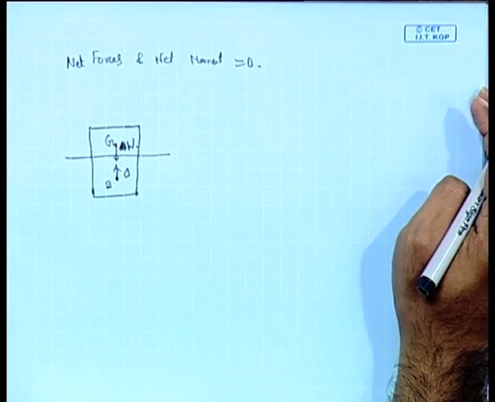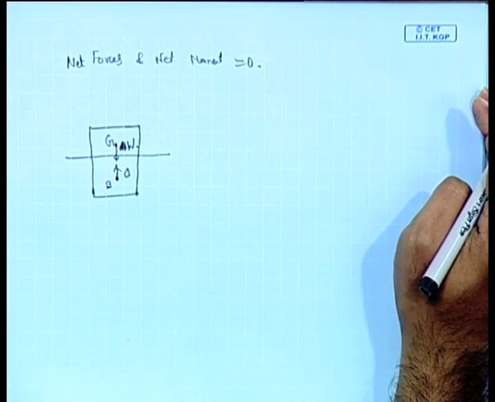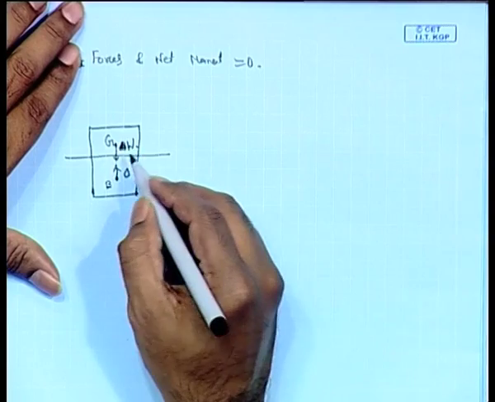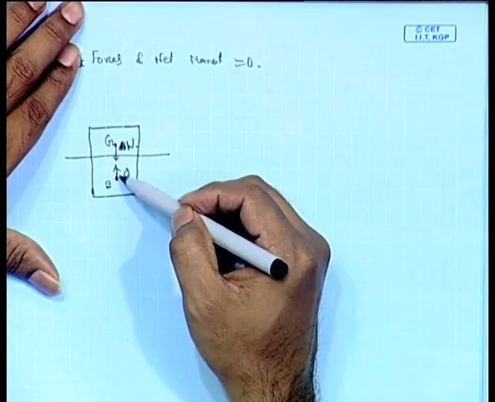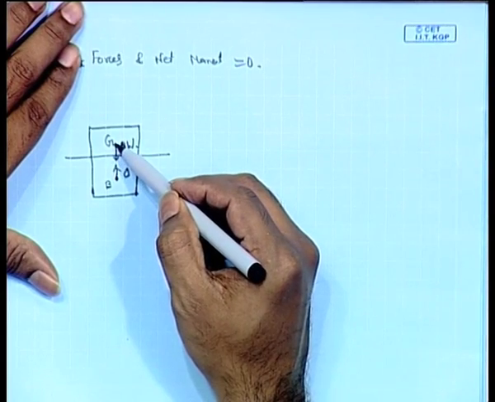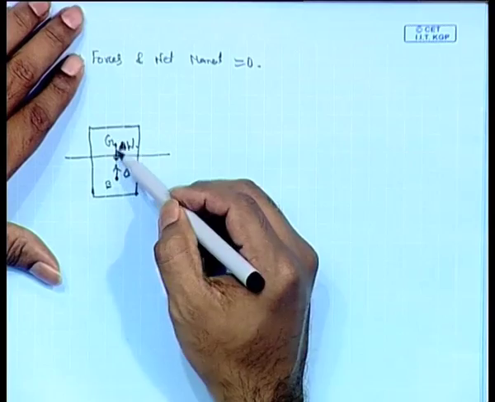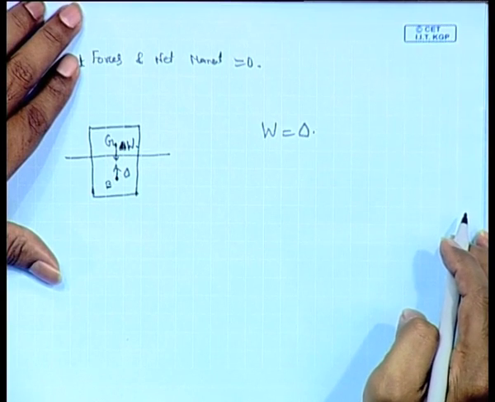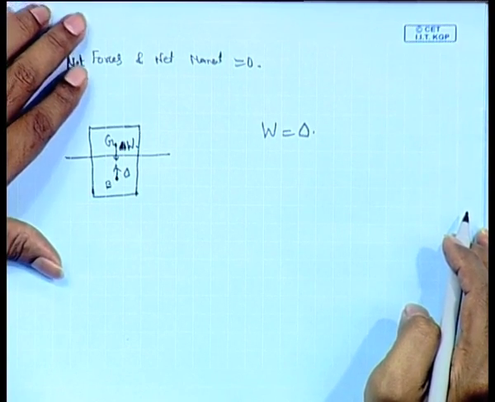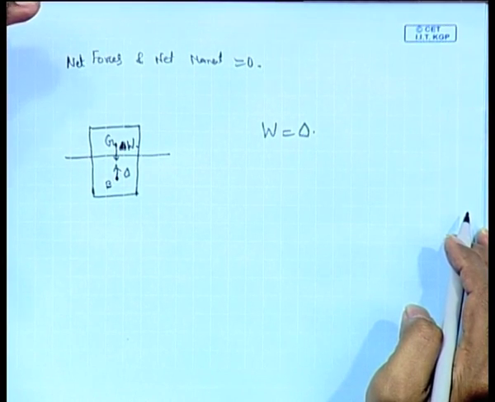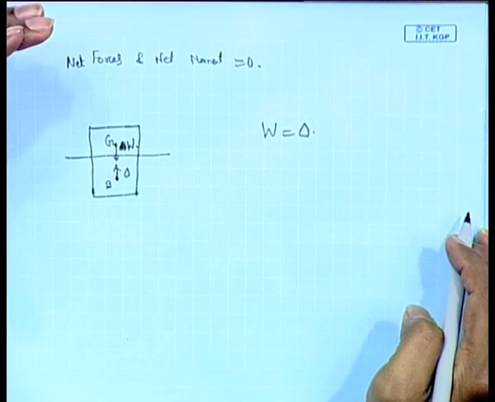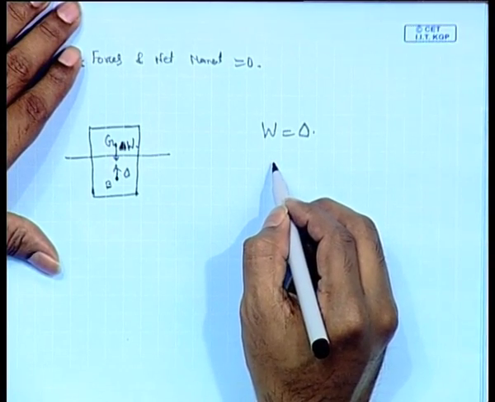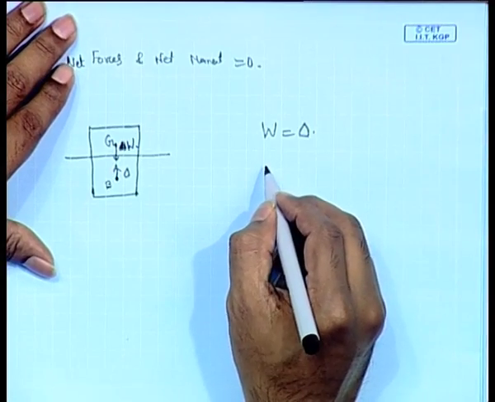Now as you can see, there are two forces. These two forces should be equal. W should be equal to delta in the case of a freely floating body. This is the implication that the net force should be 0 on a ship, on a freely floating body, and the next one is that the net moment should be 0.